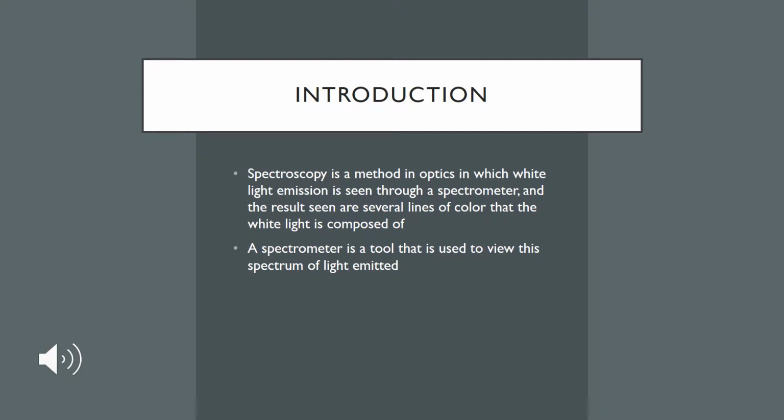For this project, we are to use spectroscopy. Spectroscopy is a method in optics in which white light emission, specifically for us an LED light, is seen through a spectrometer, and the result seen are several lines of the color spectrum that the white light is composed of, and this is captured through the spectrometer and pictures are taken with an iPhone to upload these images to a spectral workbench site in which graphs are created and the images are analyzed.